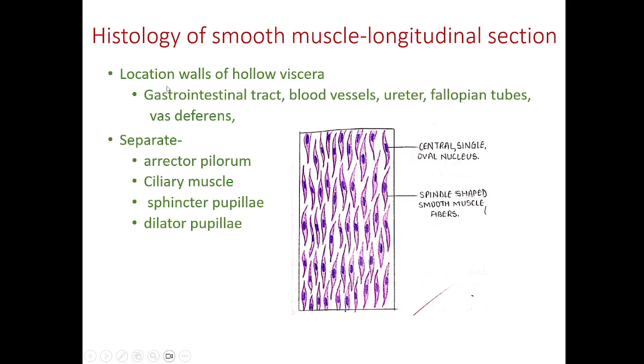Location: present in the wall of hollow viscera such as GIT, blood vessels, in the tunica media in the blood vessel, in the wall of the ureter, in the wall of the fallopian tube, in the wall of the uterus, vas deferens, in the wall of urinary bladder. And separately, if you want to see them, in the skin, erector pilorum muscle, ciliary muscle, sphincter pupillae, dilator pupillae in the iris.